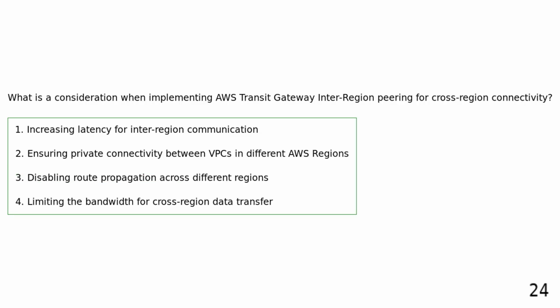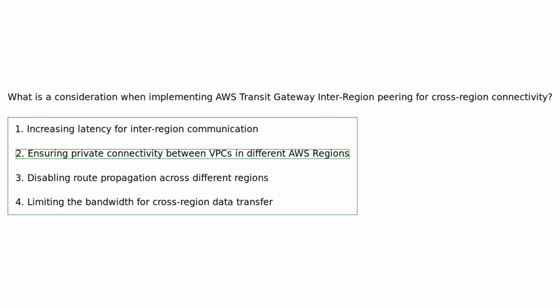What is a consideration when implementing AWS Transit Gateway inter-region peering for cross-region connectivity? Increasing latency for inter-region communication. Ensuring private connectivity between VPCs in different AWS regions. Disabling route propagation across different regions. Limiting the bandwidth for cross-region data transfer. A consideration when implementing AWS Transit Gateway inter-region peering for cross-region connectivity is ensuring private connectivity between VPCs in different AWS regions, enabling secure and efficient communication across regions.